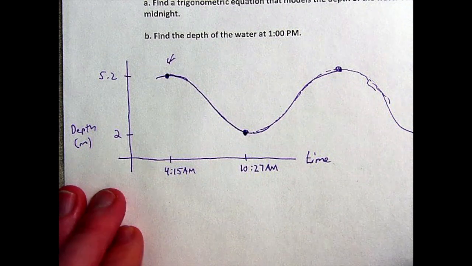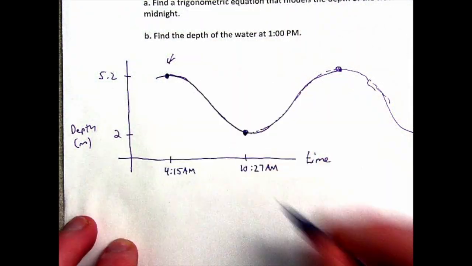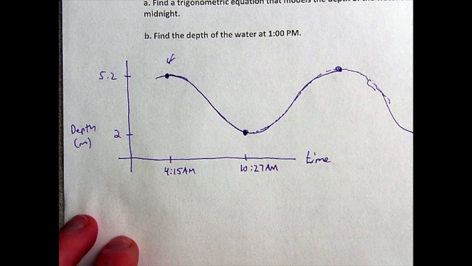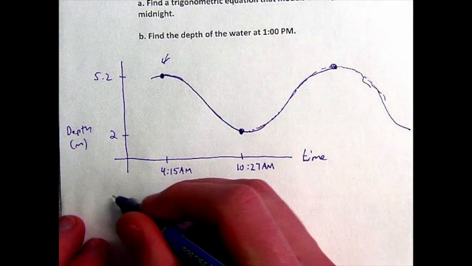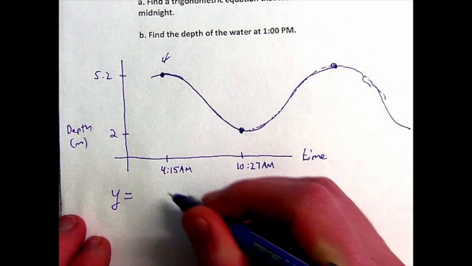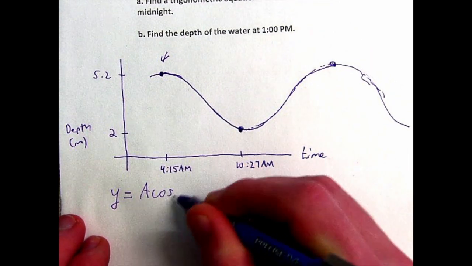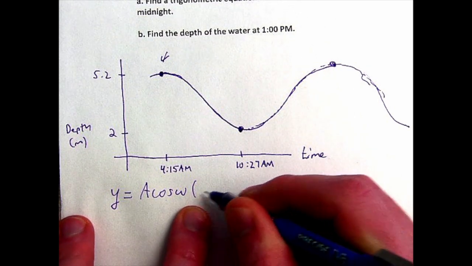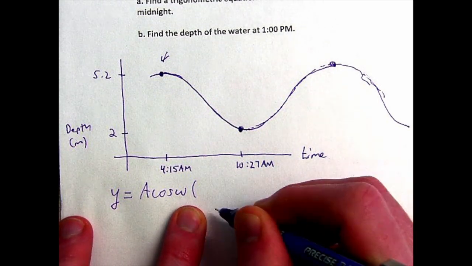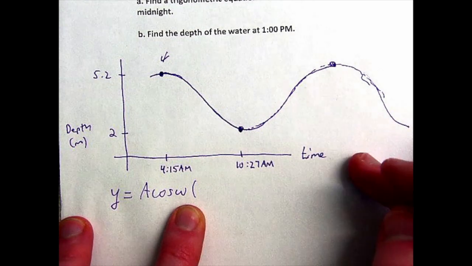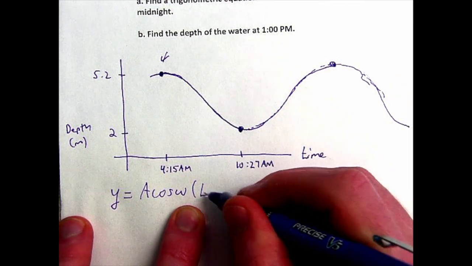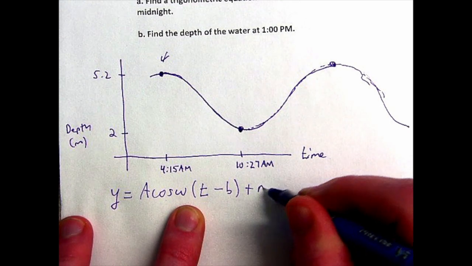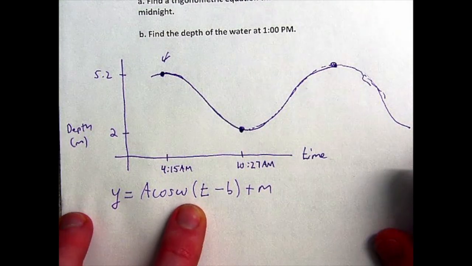So first of all, if this is the beginning of the cycle, then certainly this should be a cosine function because the graph begins at the top. So I'm going to recall my generalized cosine function, a cosine omega. I would normally write x minus b, but because my independent variable represents time, I think it makes sense to call it t rather than x. So t minus b plus m. So that's my generalized cosine function.